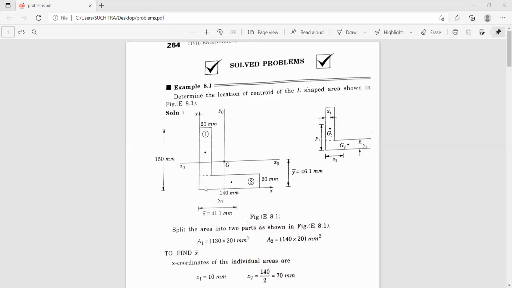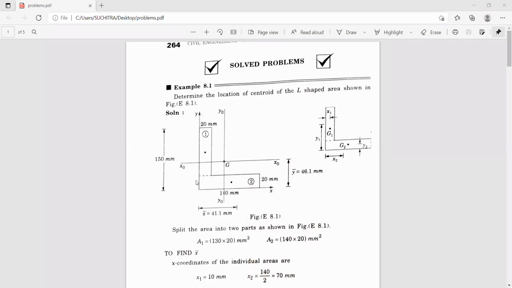Now you calculate the areas of these individual figures. Let us take this one. The area of this figure is 20 into 130, because you have to deduct this height. This height is 20 mm. From here to here it is 150, so you need to deduct this 20 mm. The remaining is 150 minus 20, which is 130. You can see here A1 is 130 into 20. The unit for area is millimeter square.